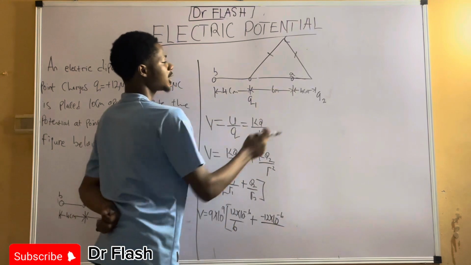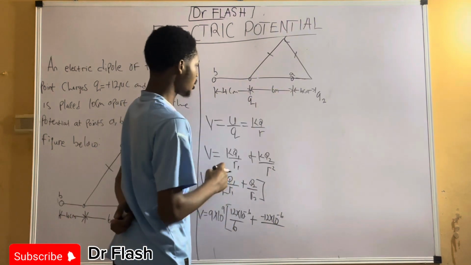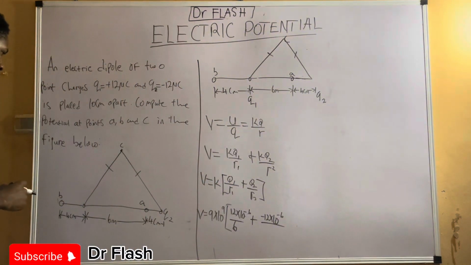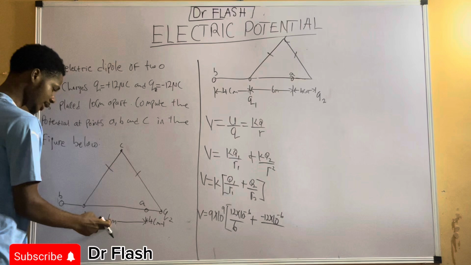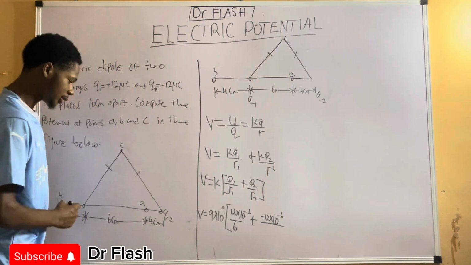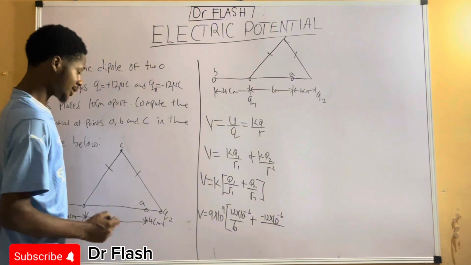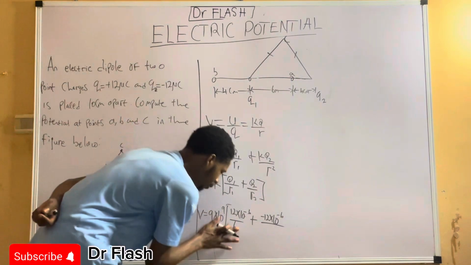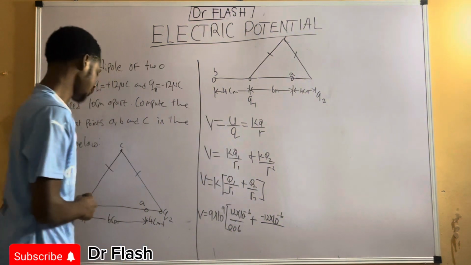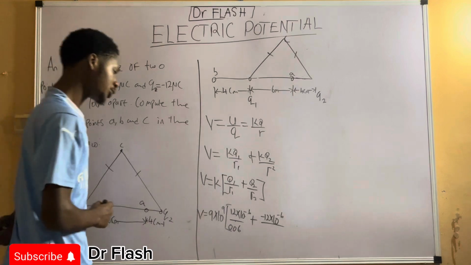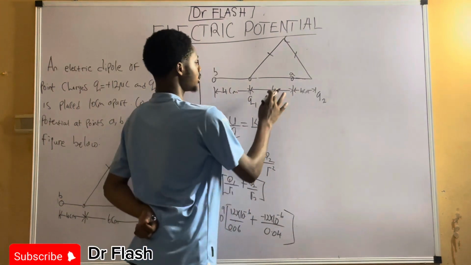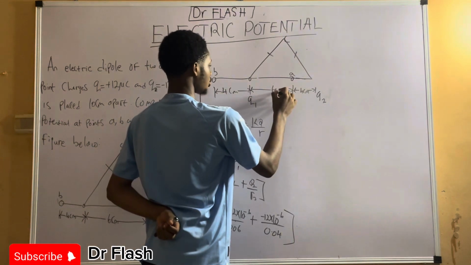Divided by the distance from Q2 to point A, which was given as what now? Was that 4 centimeters or 4 meters? I think this should be in centimeters, so we might have to convert as well. Please do not make that same mistake. Now 6 centimeters in meters is 0.06 meter. So we're going to have 0.06 meter, and for the other one, we're going to have 0.04 meter. So this one is in centimeters as well.